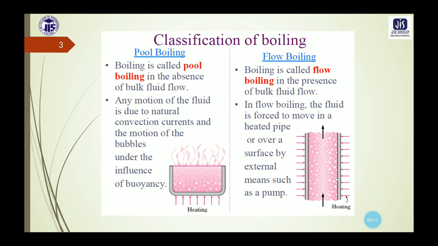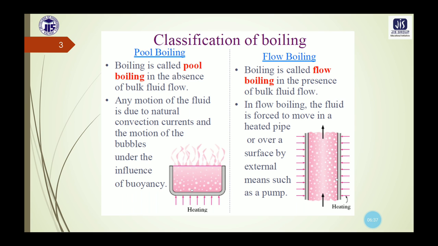Next, the flow boiling, also known as forced convection boiling. So what happens there? The boiling is called flow boiling or forced convection boiling in the presence of bulk fluid flow. In this forced convection or flow boiling, the fluid is forced to move in a heated pipe or over a surface by external means such as a pump.